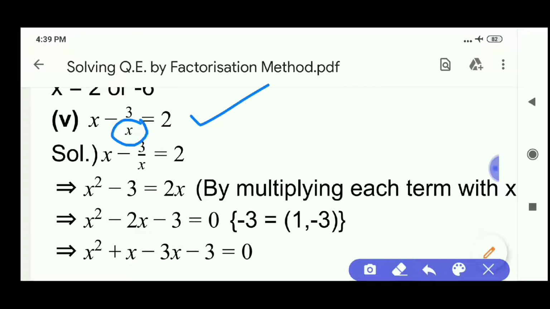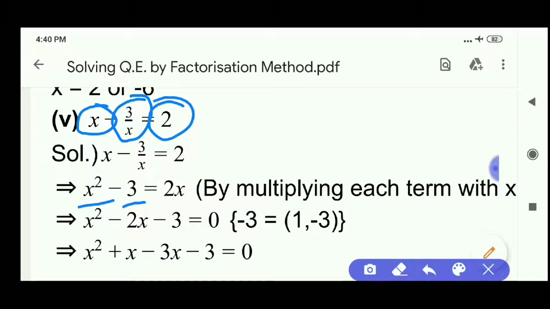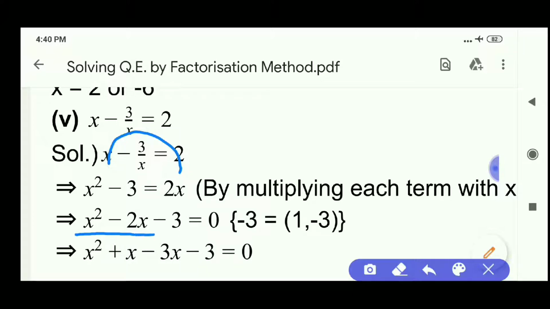So, we multiply each term with x because it is an equation. So, we can multiply. Now it becomes x into x, x square, minus 3 by x into x is 3, is equal to 2 into x, 2x. That means by multiplying each term with x we get it. Now bring 2x to the left side. It becomes x square minus 2x minus 3 is equal to 0.